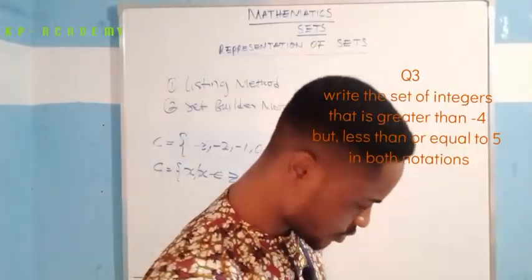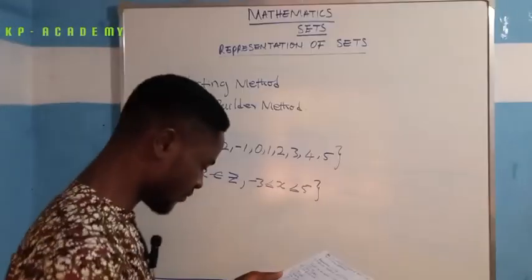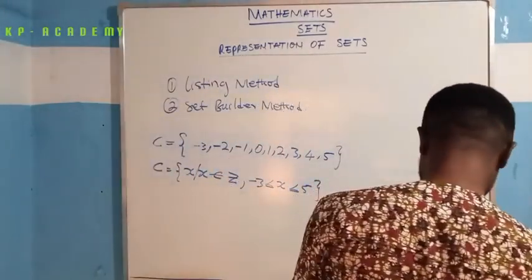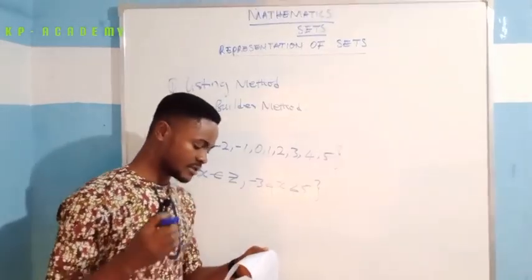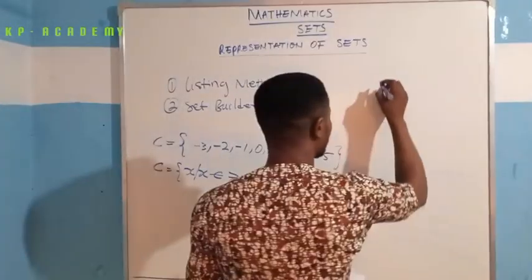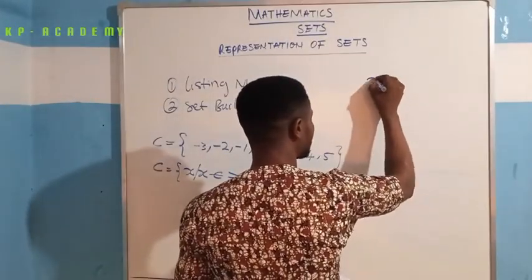The next question should be question 4. Question 4 says, write the set of positive even numbers that is less than 15 in both notations. Let me read it again. Set of positive even numbers that is less than 15. Okay, let me call it set D.